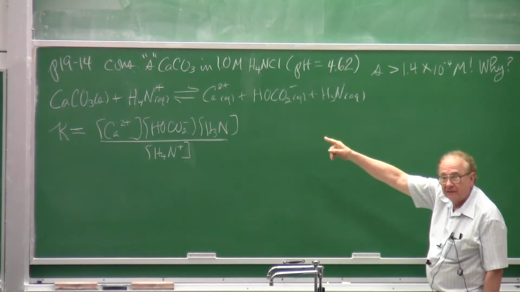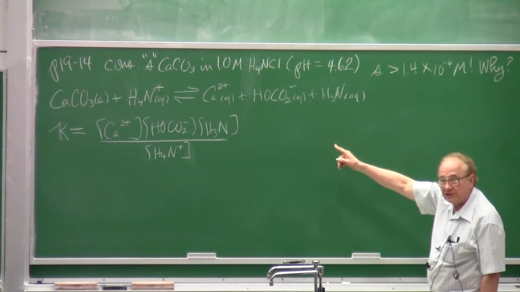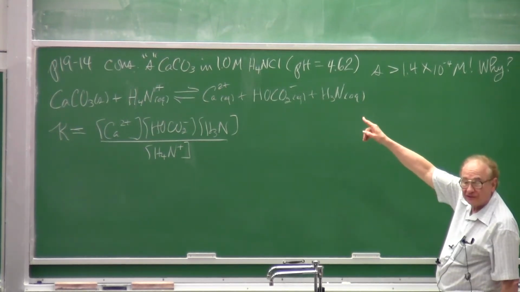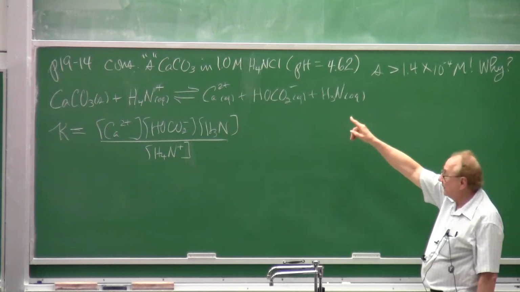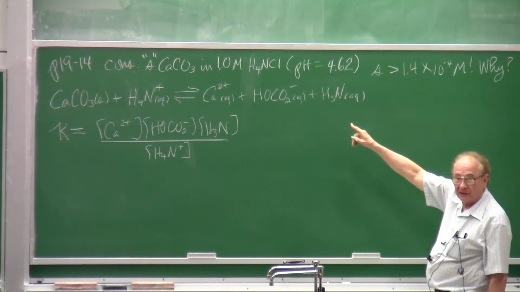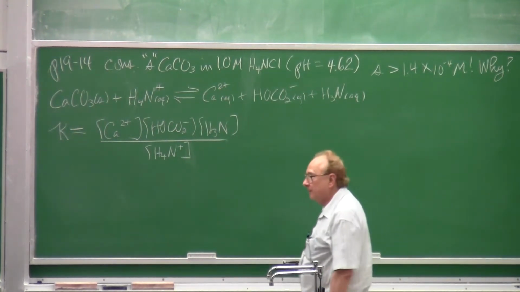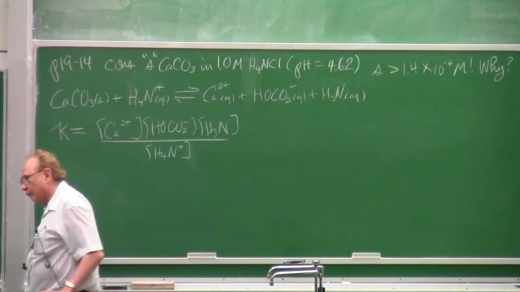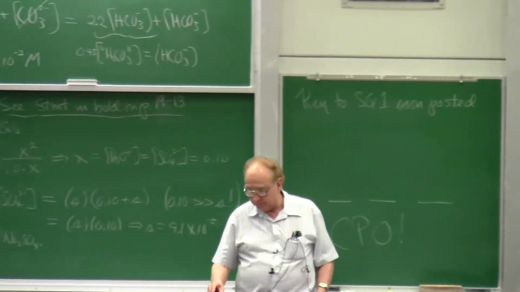Does ammonium ion support the precipitation of calcium carbonate? Does chloride ion support the precipitation of calcium carbonate? No. And it's a solution which is more acidic than straight water. So the solubility of calcium carbonate in this system has got to be greater than this in straight water. Got to be bigger than this number. Now, is it going to be a whole lot bigger than this number? Don't be misled by that 4.62 pH. Why not?